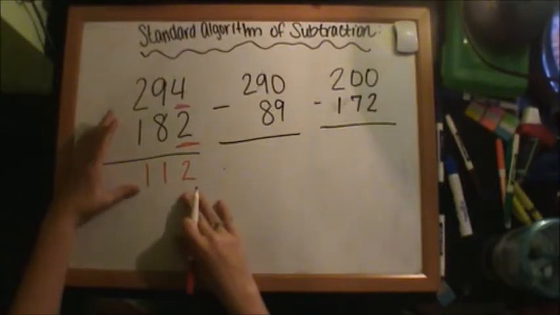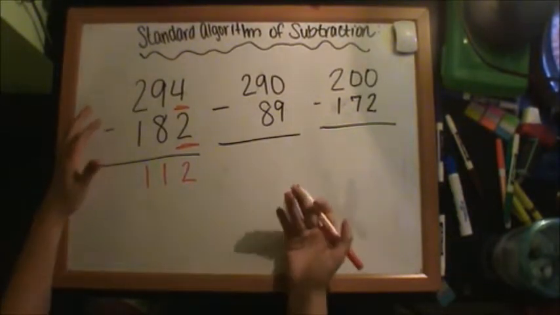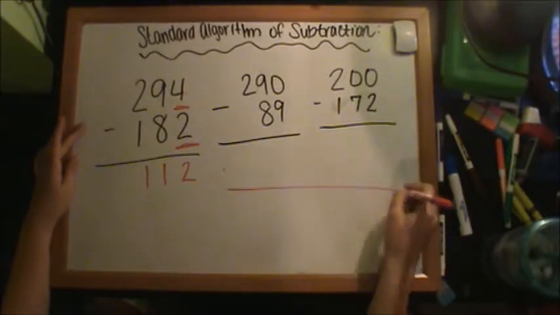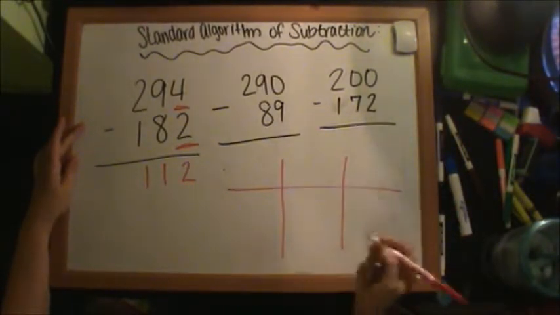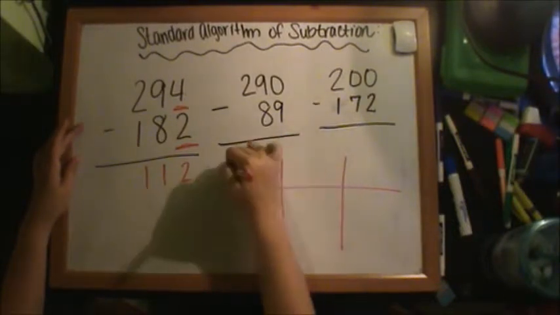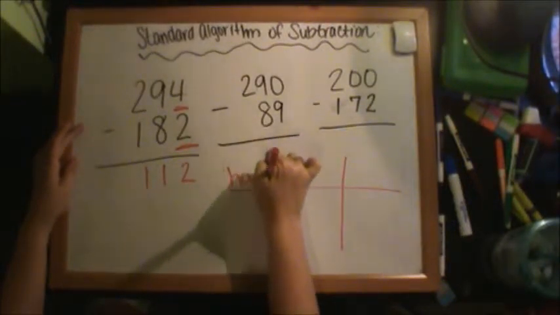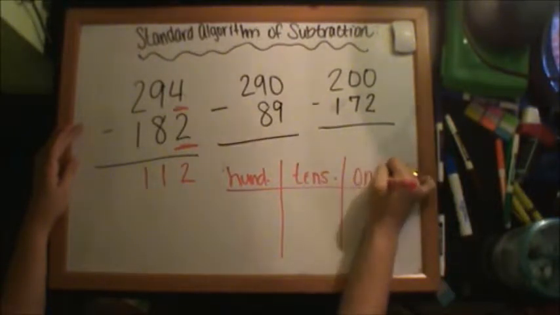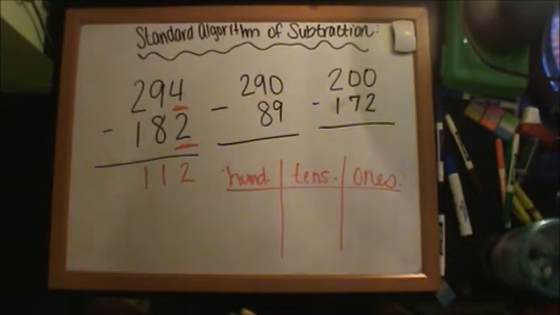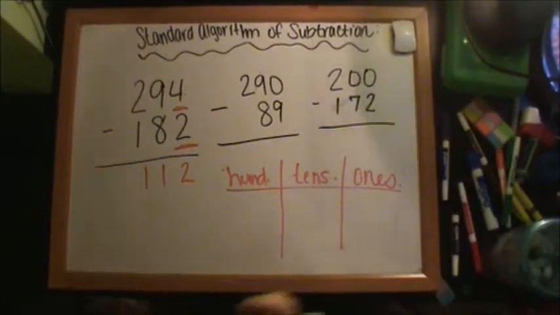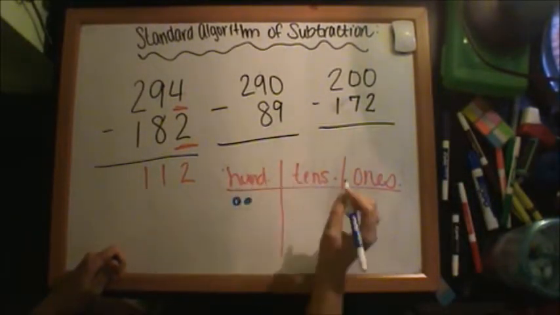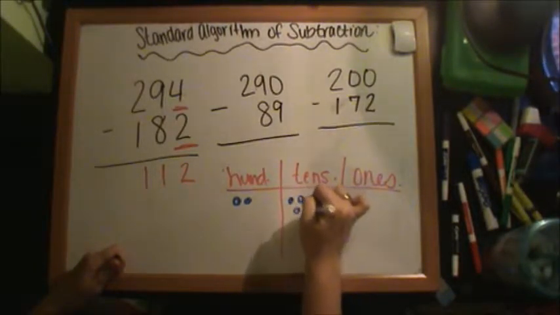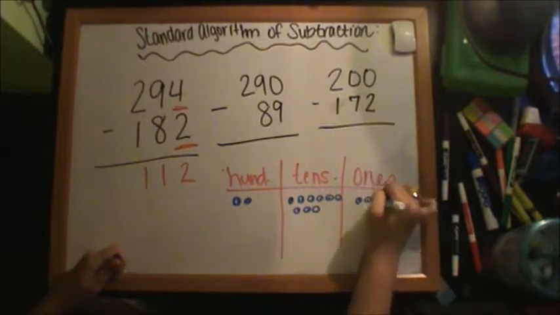So why does this work? It's relying on place value. I know I used a place value chart in the standard algorithm of addition, but it really is the best way for them to understand what they're doing. Okay, so I have 2 hundreds, and I have 9 tens, and I have 4 ones.